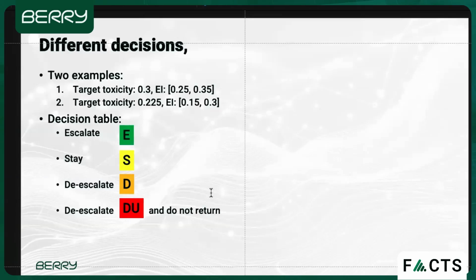So what I'm going to show you now are the decision tables for the four methods for two slightly different settings. One where the target toxicity is 0.3, lower bound 0.25, upper bound 0.35, and another one where the target toxicity is slightly lower, 0.225, with a lower bound of 0.15, and upper bound of 0.3. This second one is the one we're actually going to use in the simulation example.